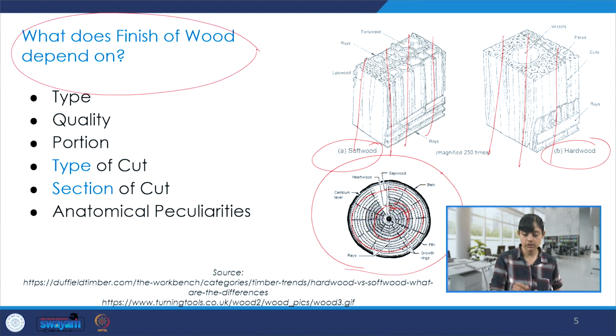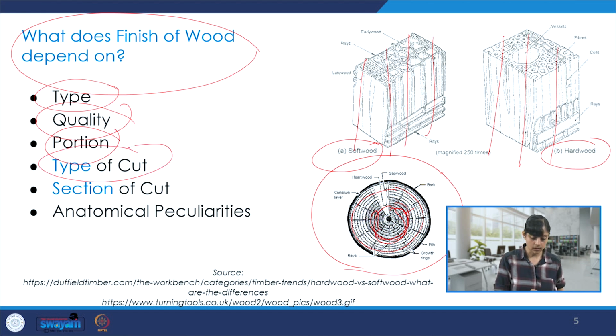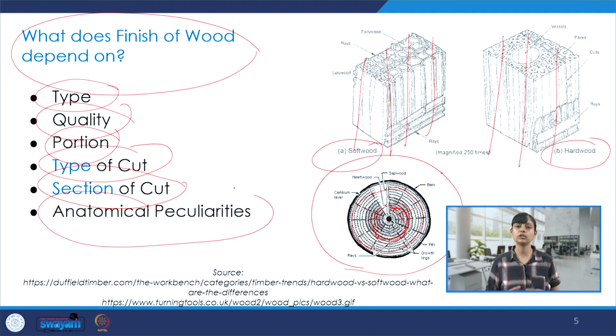And then also continuing with this, we try to understand on what the finish of wood actually depends on. So, what is the type of the timber? What is the quality? Which portion? Like we were talking about the heartwood and sapwood, and which portion of the tree does it come from? The type of cuts we employ as part of our design and execution, different kinds of sections of those cuts, and if there are some anatomical peculiarities like knots and veins and other aspects, when we look through this lens and zoom in and look at the timber.